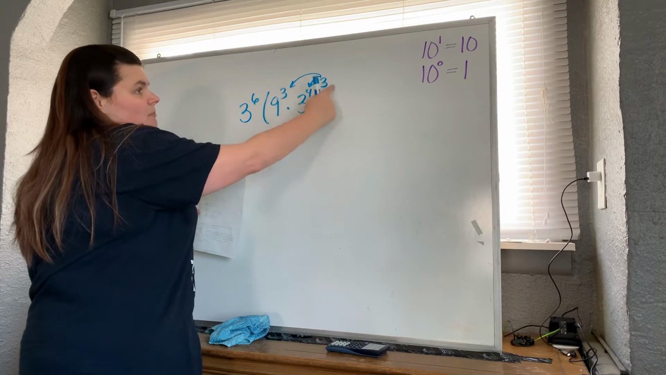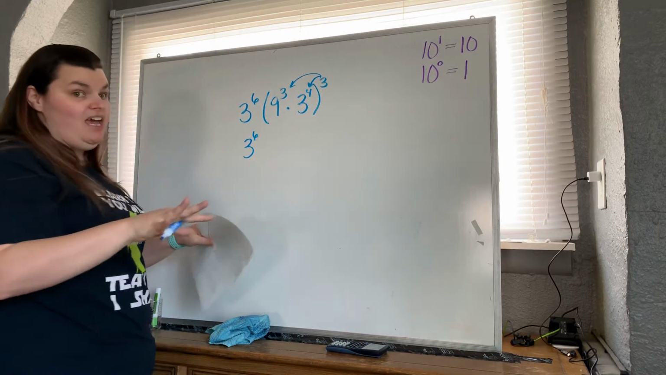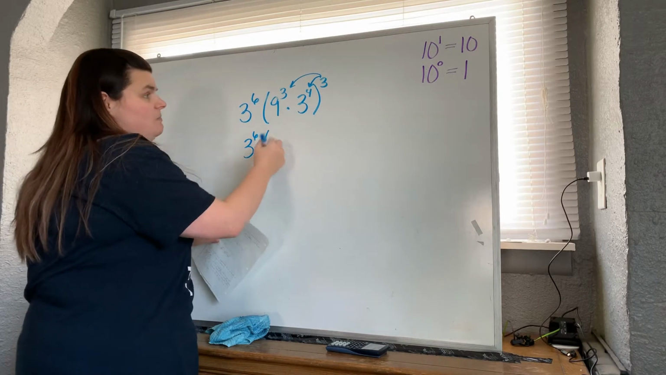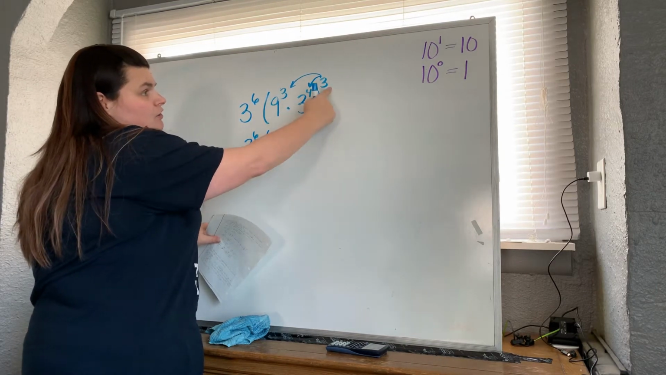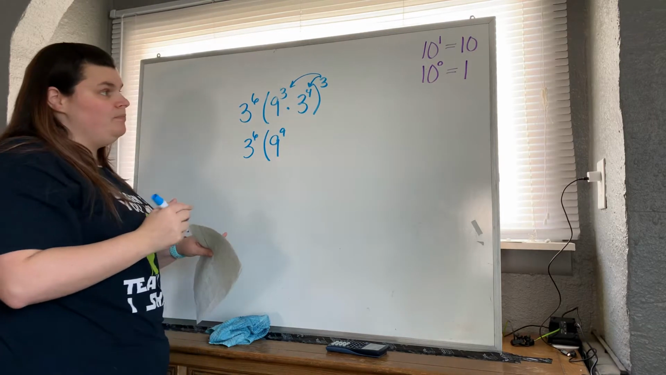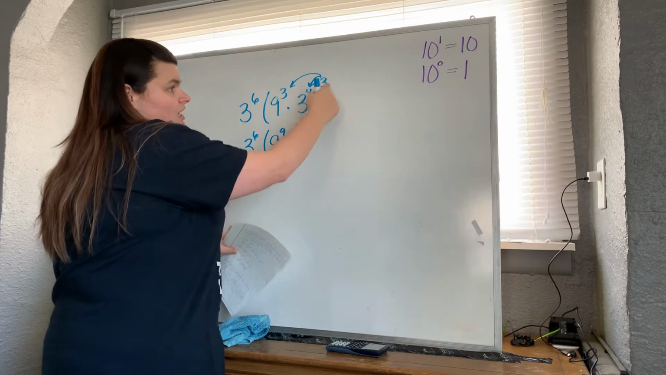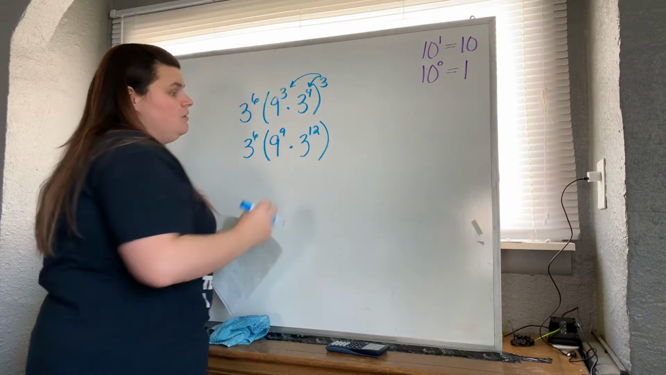So here, remember a power to a power means I multiply. So this 3 to the 6th, I'm just going to bring down. I haven't done anything with it yet. And it's being multiplied by 9 to the 3rd to the 3rd. 3 times 3 is 9, so I have 9 to the 9th. Then here we have 3 to the 4th to the 3rd. So 4 times 3 is 12, so 3 to the 12th.